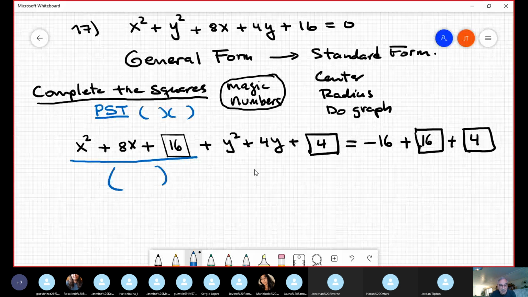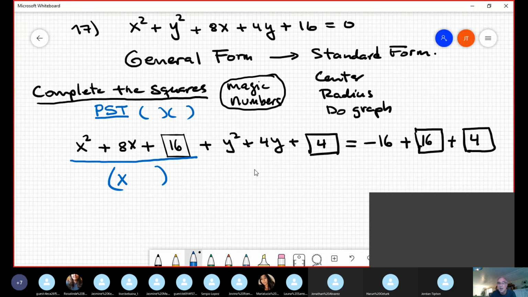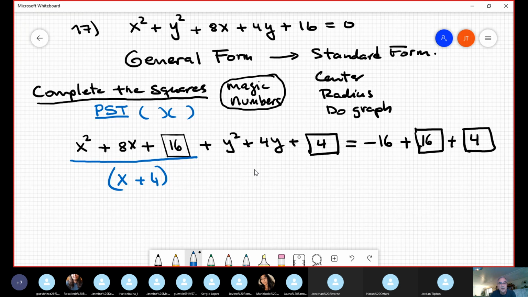So the factorization is x. Where does this x come from? Square root of this guy. Plus 4. Flora says x, professor, x plus 4 squared. Does everyone understand x plus 4 squared? Yes. Exactly. One more time.